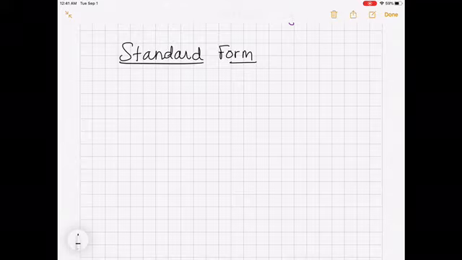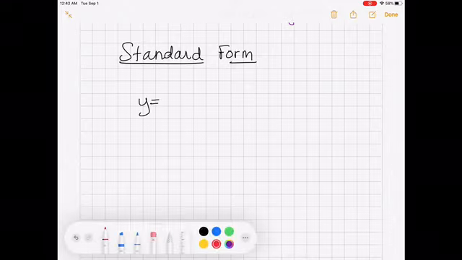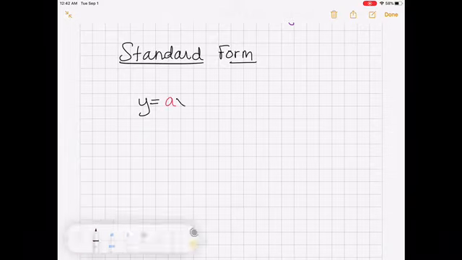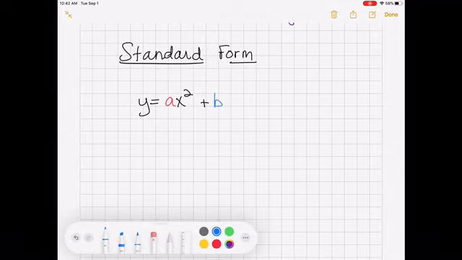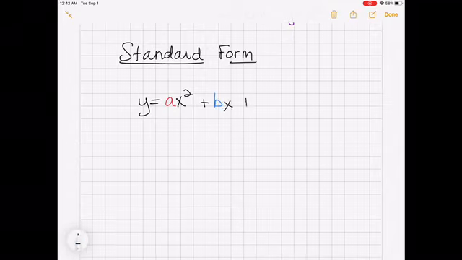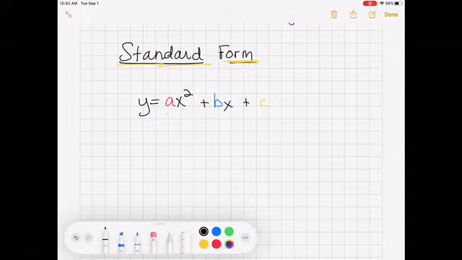The standard form of a quadratic equation is y equals ax squared plus bx plus c. And I sometimes think of standard form like it's pretty standard, when you went to preschool you learned the A, B, C's. And the standard form of a quadratic equation tells us a few things.